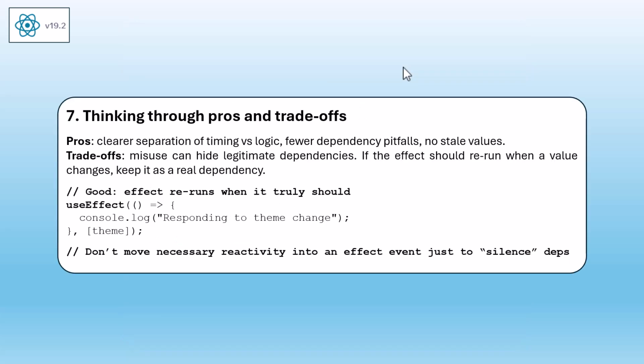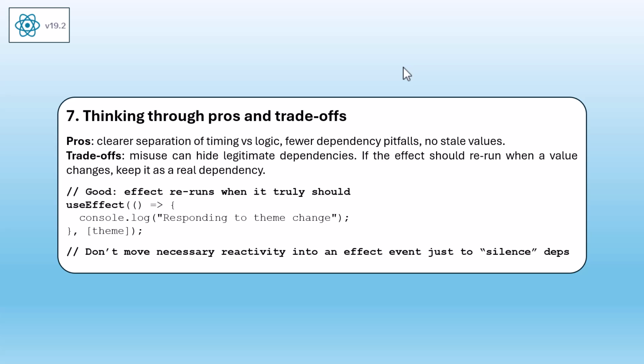7. Thinking through pros and trade-offs. Using this pattern gives you a clearer separation of concerns. The effect handles when something happens, and the effect event handles what to do when it happens. This clarity can help readability and maintainability.